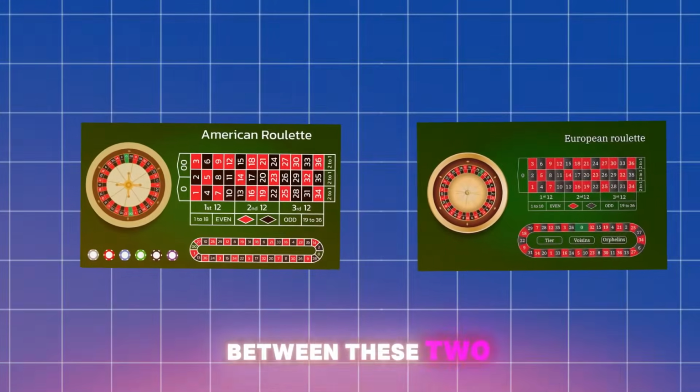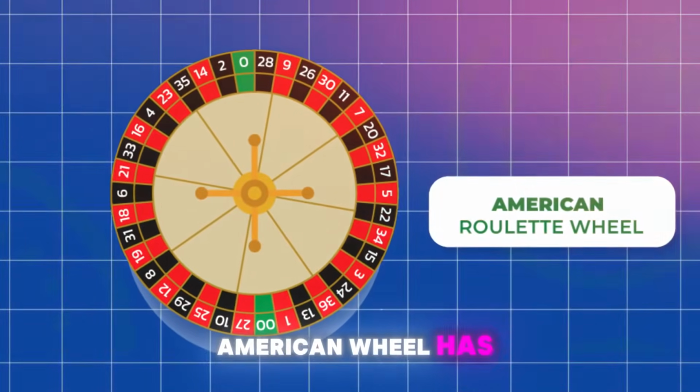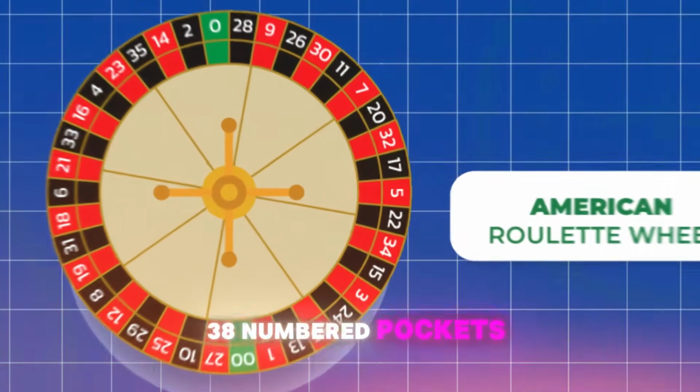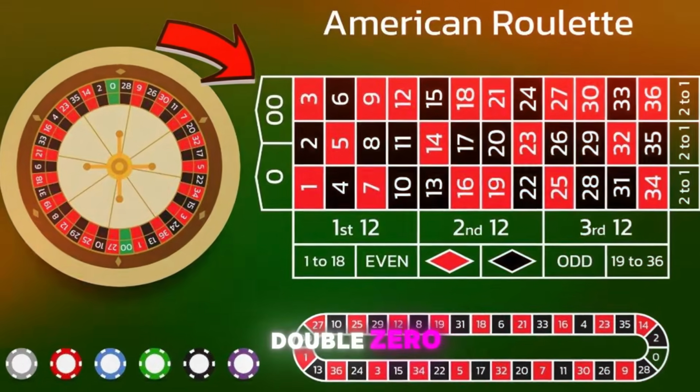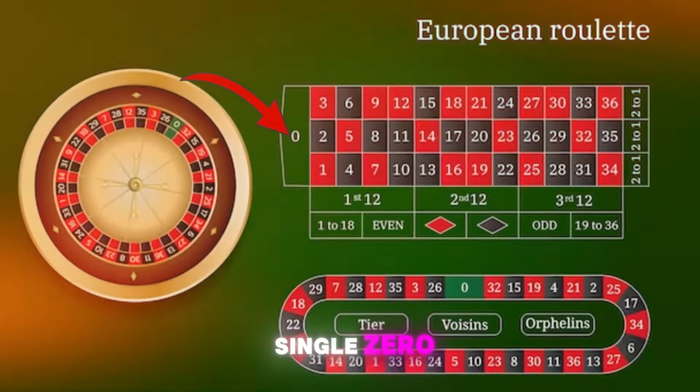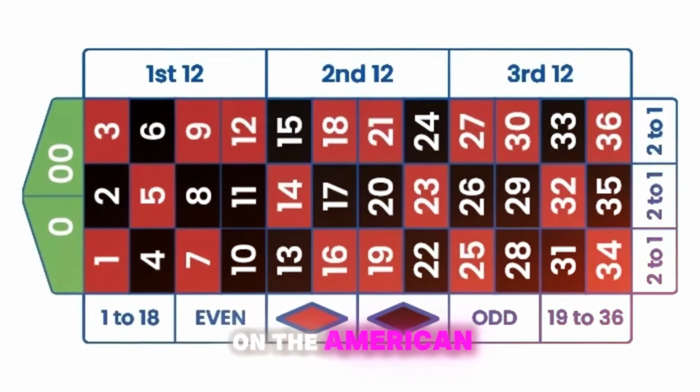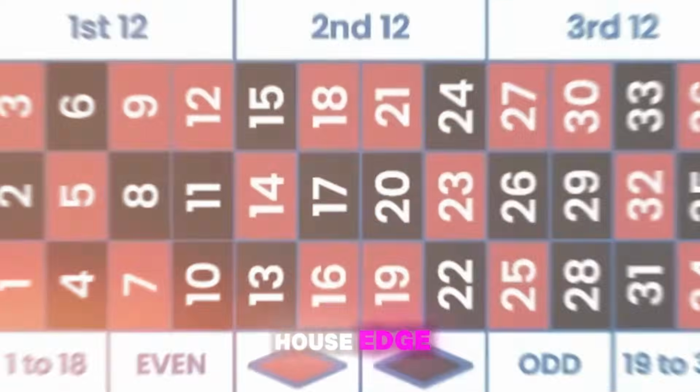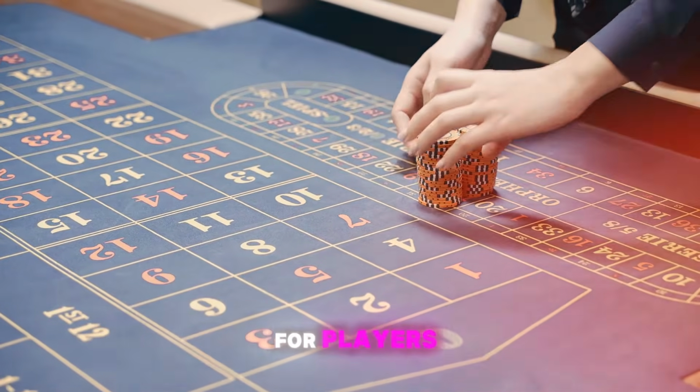The main difference between these two wheels is that the American wheel has 38 numbered pockets, including both a 0 and a double 0, while the European wheel has 37 pockets, only with a single 0. That extra 0 on the American wheel adds to the house edge, making the European wheel slightly better for players.